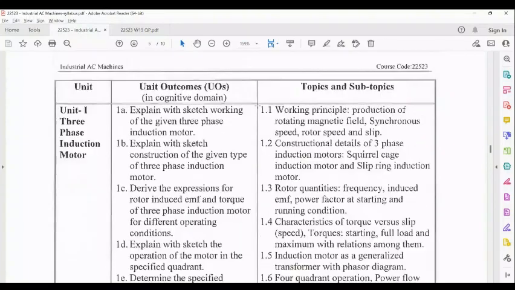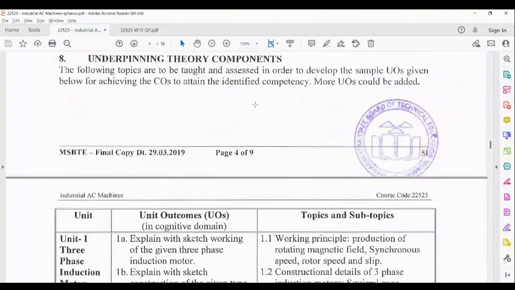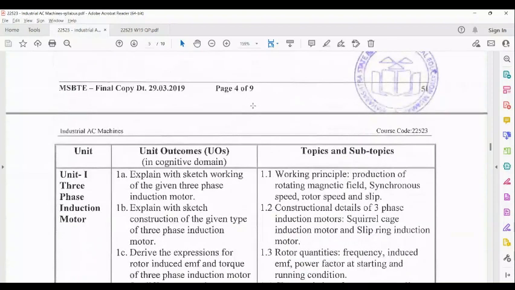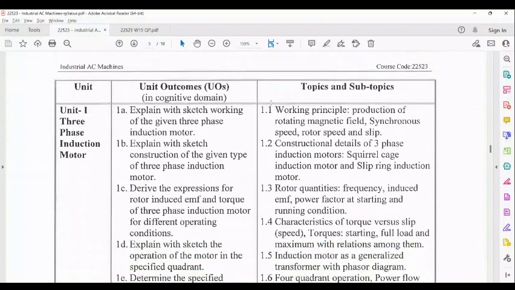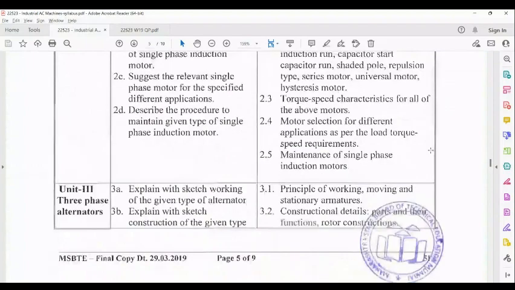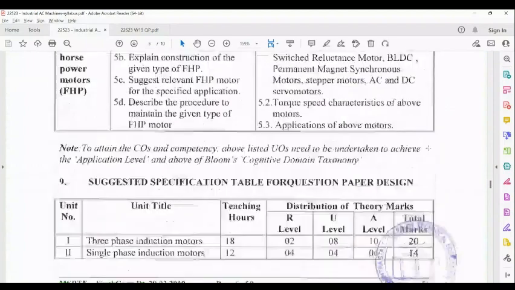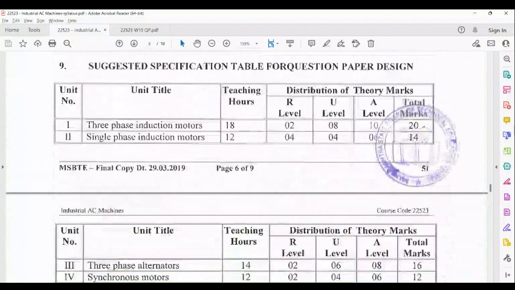Hello students. So let us analyze the syllabus and question paper pattern of industrial AC machines. Now there are 5 units for this subject. So number one is three-phase induction motors, which is for 20 marks. Then second is single-phase induction motor, which is for 14 marks.